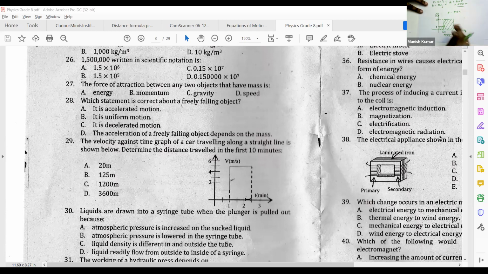So how do I find the area? I have two rectangles. For the bigger rectangle, the area is length into breadth, 5 into 90. The distance traveled here would be 60 times 1. So the distance traveled here is 60 meters. The distance traveled here is 450 meters. So the total distance is the total area, that is 450 plus 60.